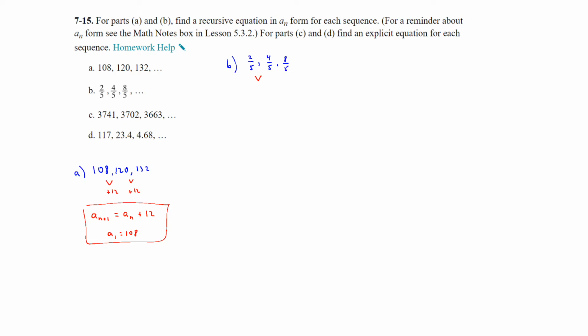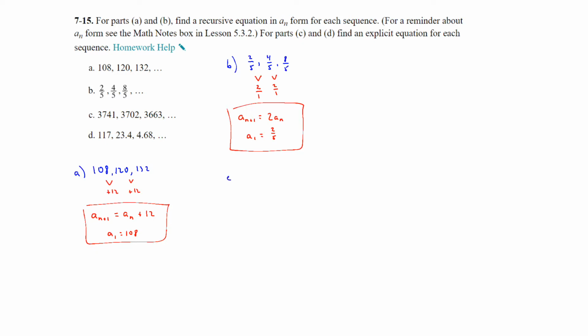So to get from one to the other, you're going to have to multiply by 2, or 2 over 1, because we don't want the denominator to change. So 2/5 times 2 would be 4/5. 4/5 times 2 would be 8/5, and so on. So this one's multiplication, which means it's geometric. So when we go to write this one, we're still going to start it the same way. A sub n plus 1 is equal to 2 times the previous one. So I'm going to do 2 times a sub n. So every term, to find the next term, we multiply by 2. Once again, indicating what one of the terms is. We'll do the first term is 2/5.